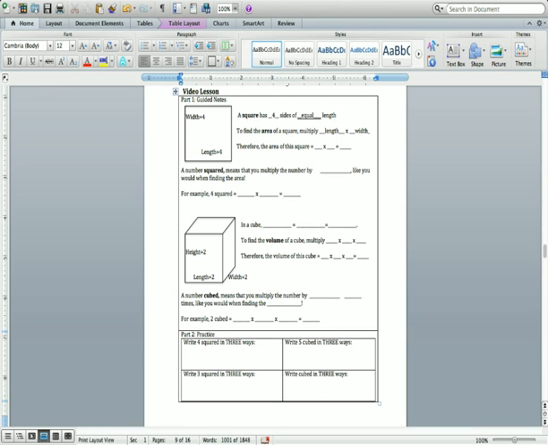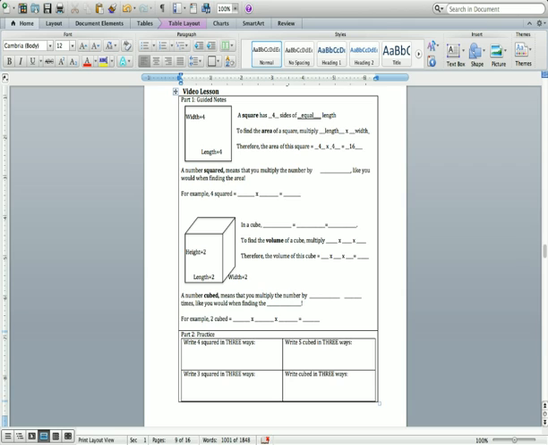So therefore, in this square, what would we multiply to find the area? And what is our area? Yeah, the area of the square is going to be our length, which is 4, times our width, which is 4, and I'll get 16.